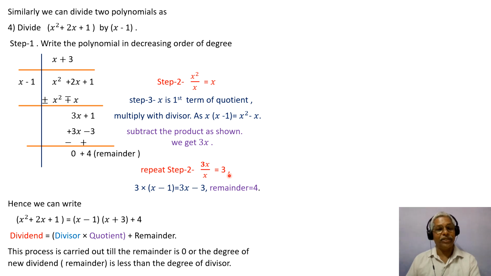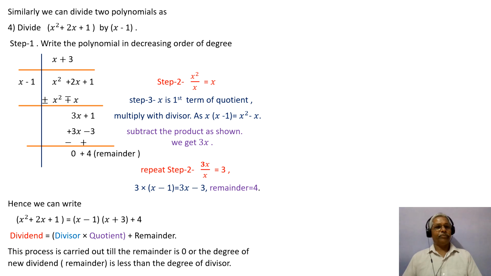3x upon x is 3. This is the second term of the quotient, plus 3. Now 3 into x is 3x, 3 into minus 1 is minus 3. Now if you subtract this, you get 3x minus 3x is 0, and 1 minus minus 3 becomes plus 3, so it becomes 4 remainder. Hence we can write x square plus 2x plus 1 equal to this divisor x minus 1 into x plus 3 quotient plus a remainder 4 here. Now this is the old quote, dividend equal to divisor into quotient plus remainder, and this is the sentence, carried out just for you to remember this.